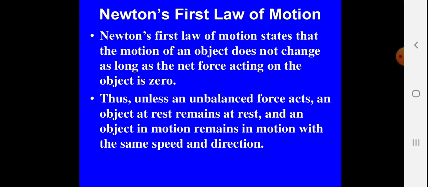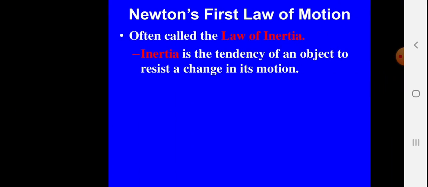Newton's first law of motion states that the motion of an object does not change as long as the net force acting on the object is zero. Thus, unless an unbalanced force acts, an object at rest remains at rest, and an object in motion remains in motion with the same speed and direction. That means unless you move a certain object or you break its speed, that object will keep on moving or it will stay at rest.